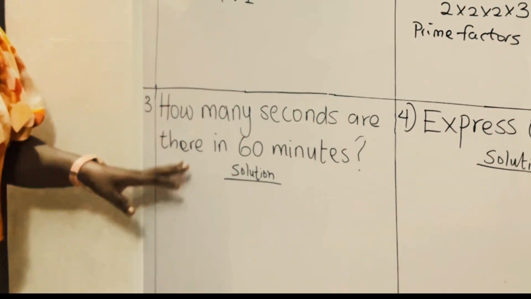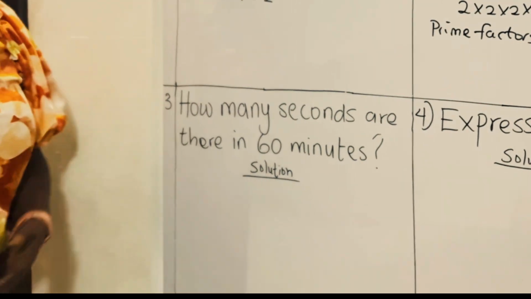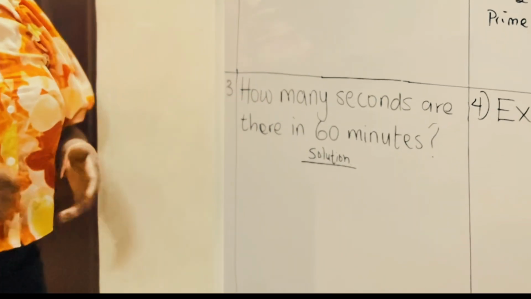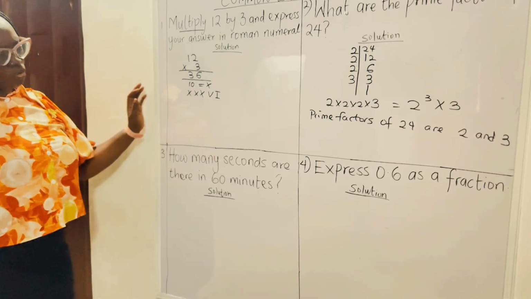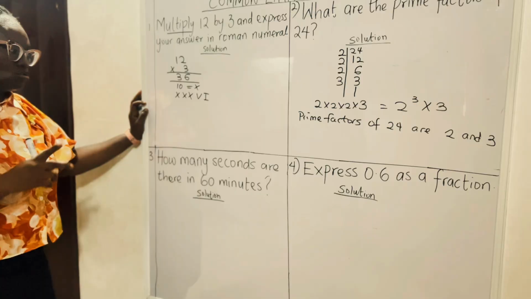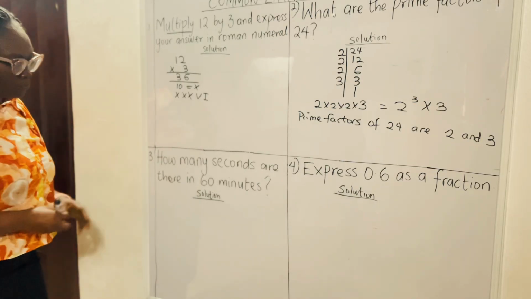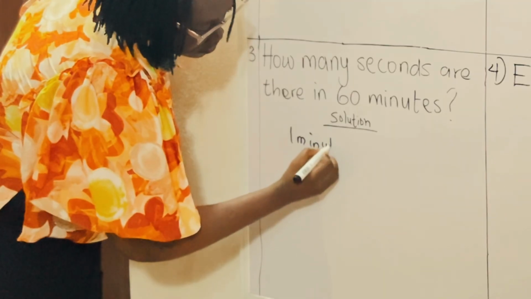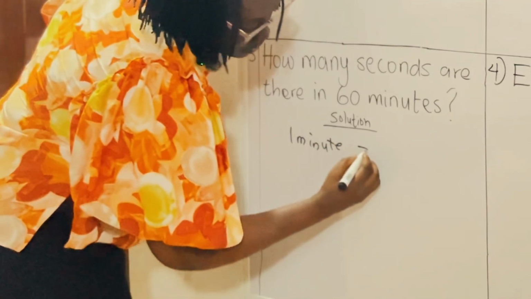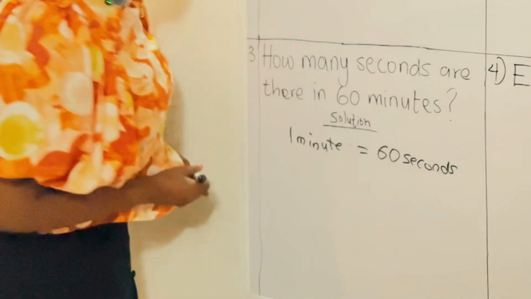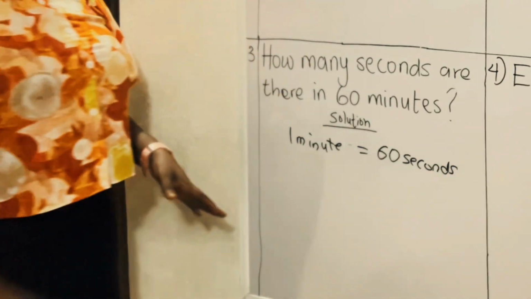Question 3 says, how many seconds are there in 60 minutes? Okay, so how many seconds do we have in 1 minute first? You have to start from the smallest unit, which is 1. So 1 minute contains 60 seconds. Remember your rhymes? 60 seconds make 1 minute.